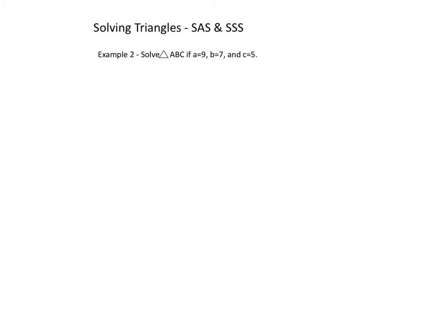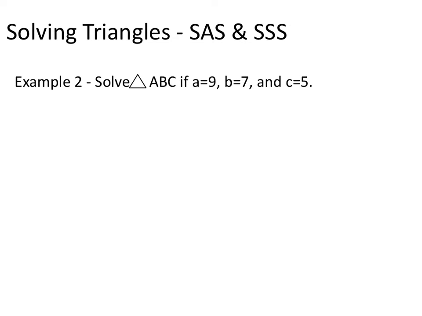So let's do this one together. This is going to be an example that we spend a little bit more time on. It says solve triangle ABC if a equals 9, b equals 7, and c equals 5. We're given 3 sides, which means I can use the law of cosines to be able to solve this triangle. Here's going to be my triangle.